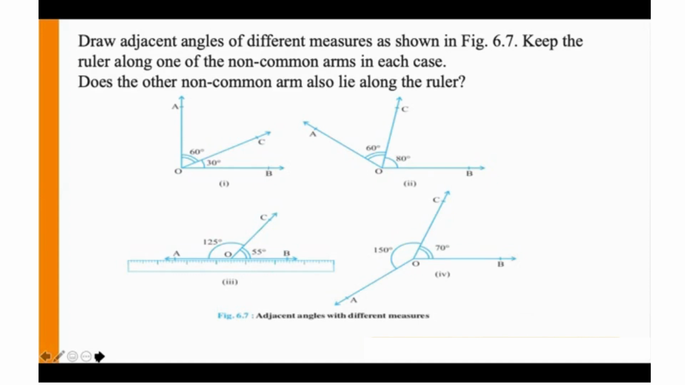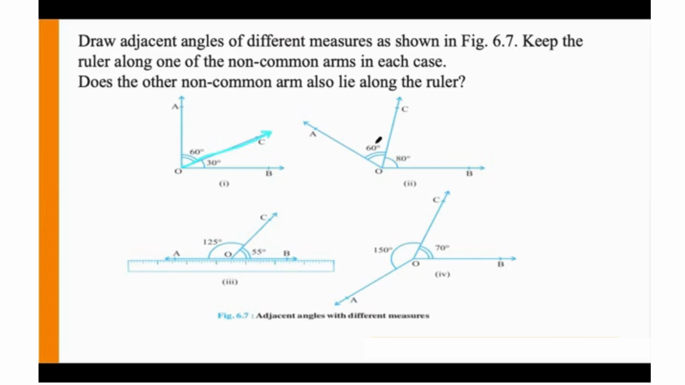Keep the ruler along one of the non-common arms in each case. So if I put a ruler here, I get OB on the ruler, but OA will not be on the ruler. The addition of the two angles is 90 degrees. I don't get a straight line. The ray, the common arm OC, is not standing on a straight line in this case.